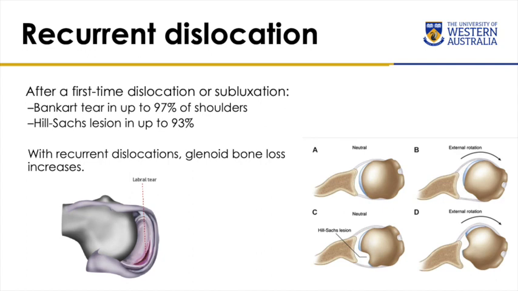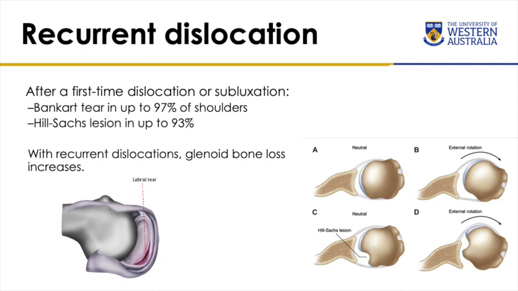The 2 main lesions that we see are the Bankart tear, which is a labral tear of the antero-inferior labrum, as more than 95% of shoulder dislocations are anterior dislocations, as the head of the humerus exits the joint anteroinferiorly, the labrum tears with it.